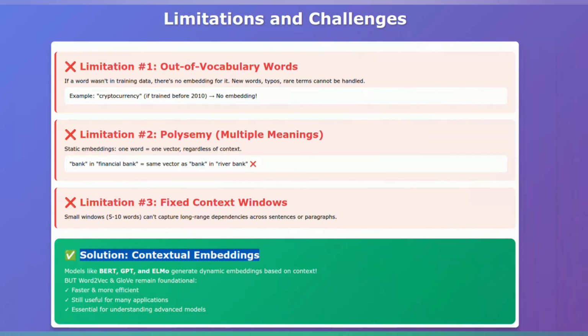But, and this is important, Word2Vec and GloVe remain foundational. They're faster, simpler, and still incredibly useful for many applications. Plus, understanding these techniques is crucial for understanding the more advanced models that came after them.